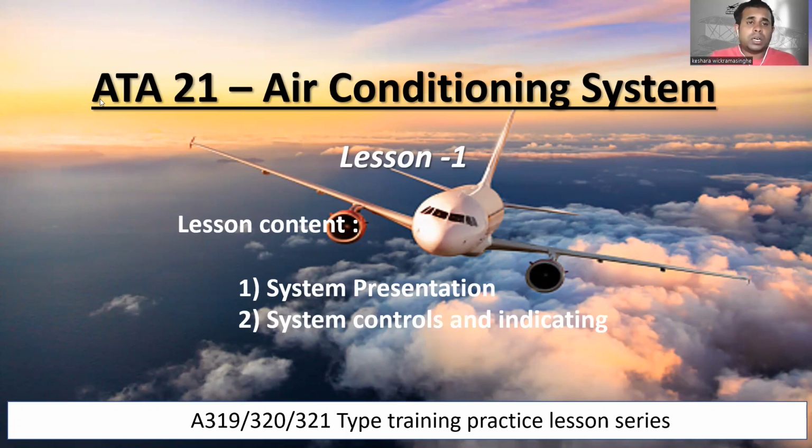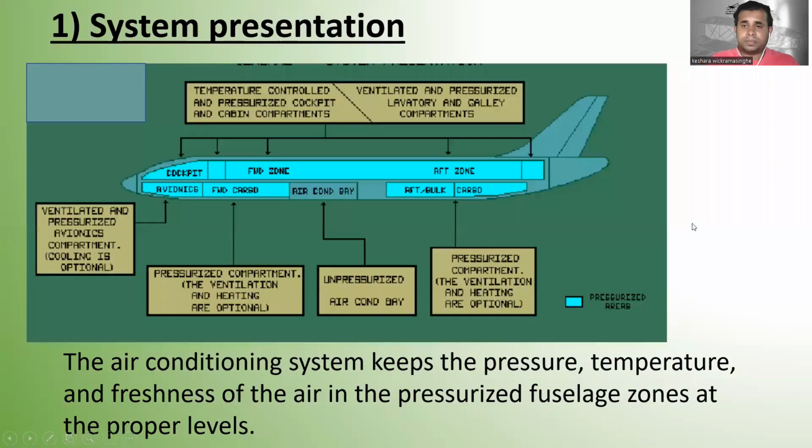Today we're going to learn about ATA chapter 21, air conditioning system. Lesson 1. In this lesson, the content is system presentation and system controls and indicating. All right, so let's go to the lesson. The first one is system presentation.